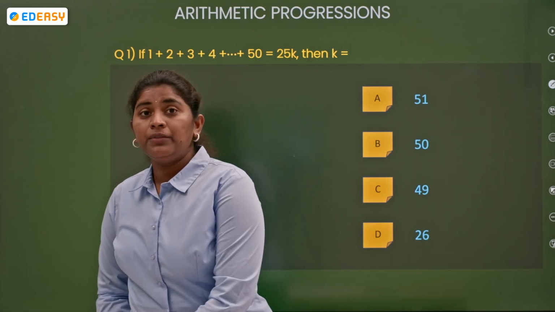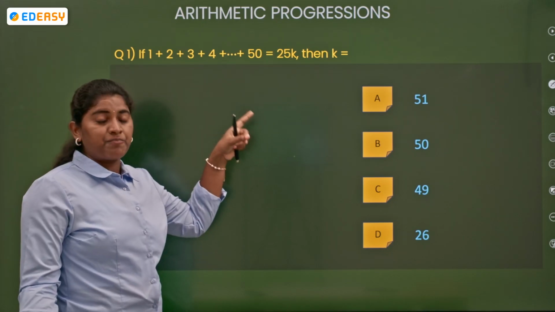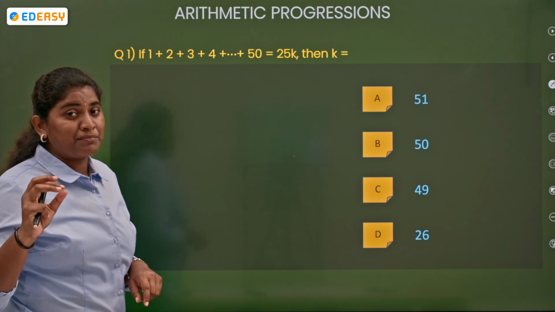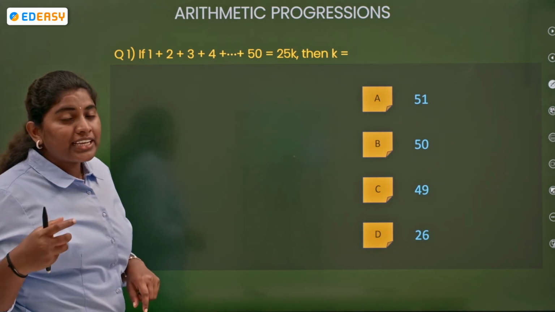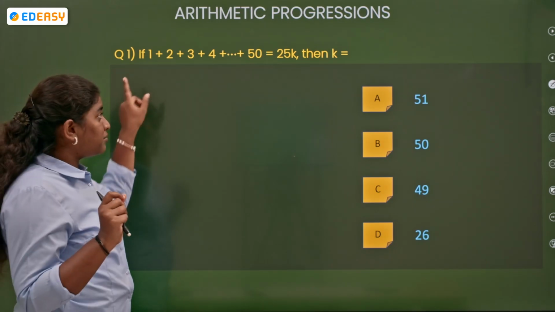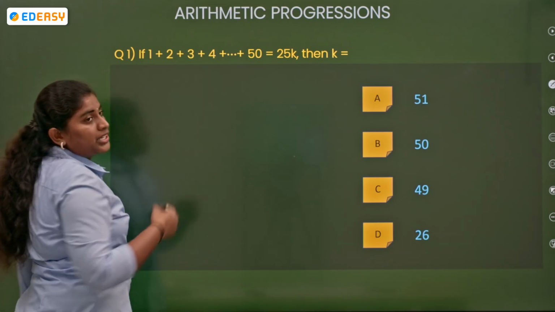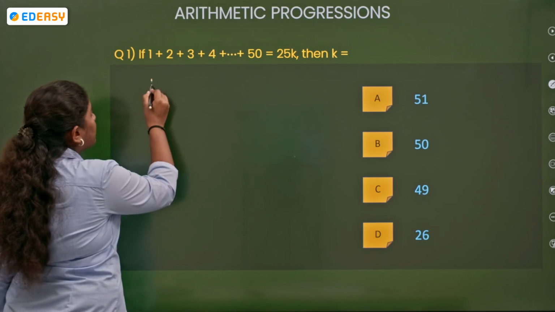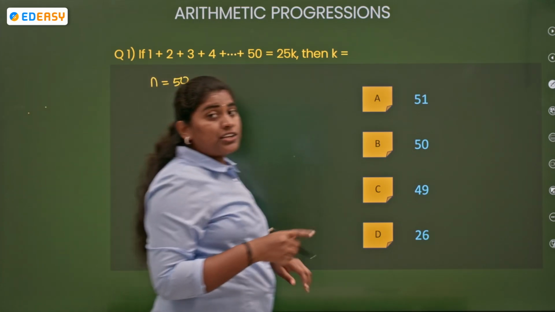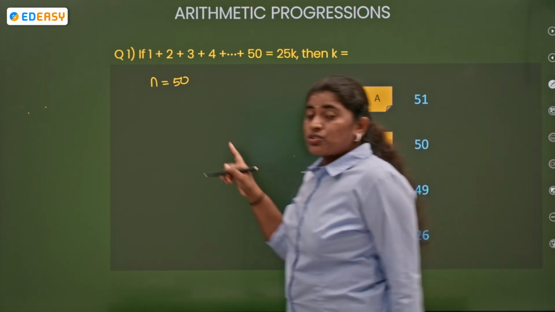Coming to the first one: if 1 plus 2 plus 3 plus 4 and so on up to 50 equals 25k, then k equals? If you take the sum of first n natural numbers, it will be easy for you. But if you take the sum of n terms of an AP, it will be a little bit difficult. So here I am using the sum of first n natural numbers only. Here 1 to 50 are my natural numbers. So how many numbers do I have? The n value will become 50, right? So n equals 50.